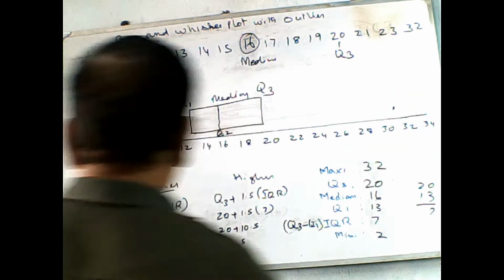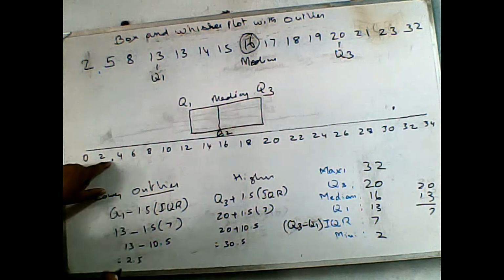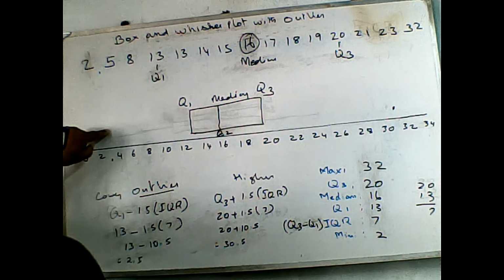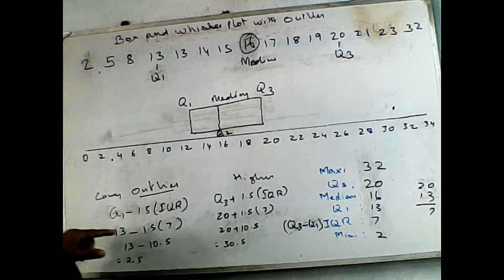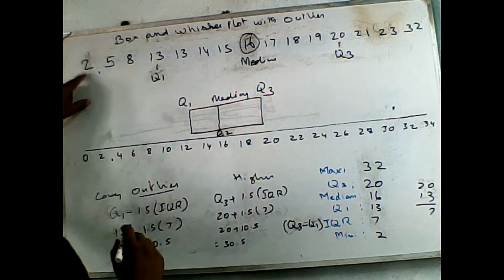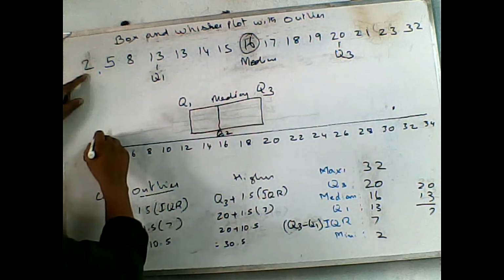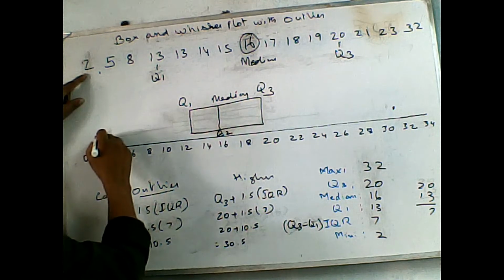This one here is the lower end, you see. The outlier we find is 2. You see, the 2 is the outlier.